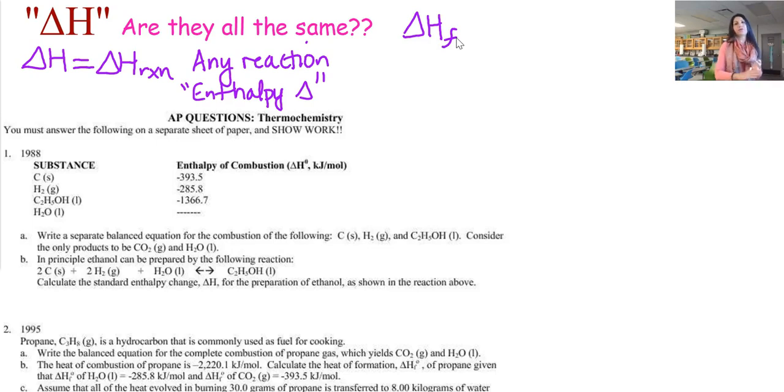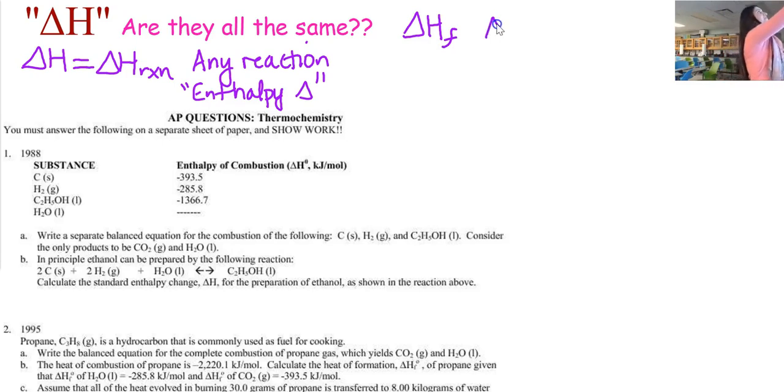Remember, the only two elements that are liquid are mercury and bromine, but bromine is Br2 because it's diatomic, so don't forget that you also have to remember your diatomics, the Brinkelhoffs. Those are the zeros, okay, in their natural state. All right, so that's the heat of formation.